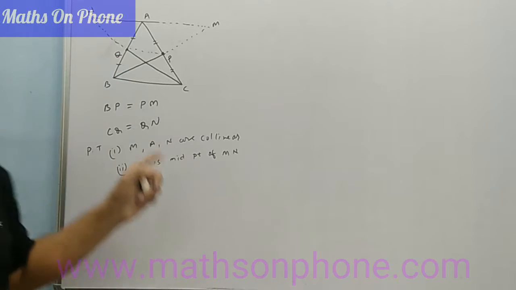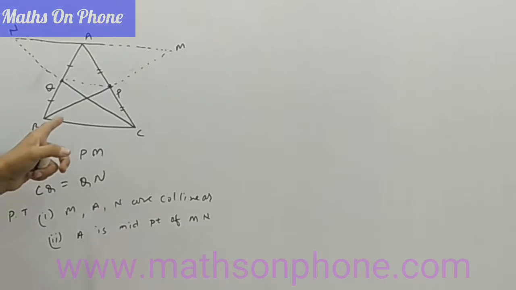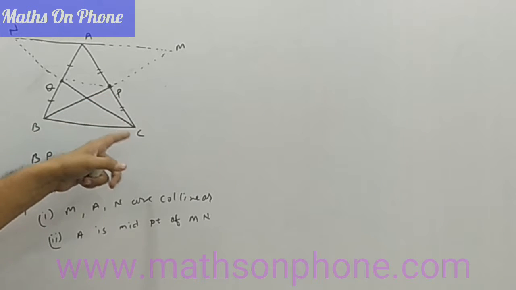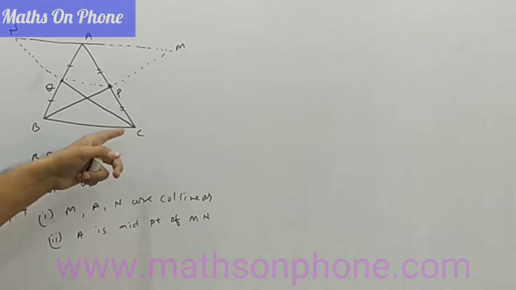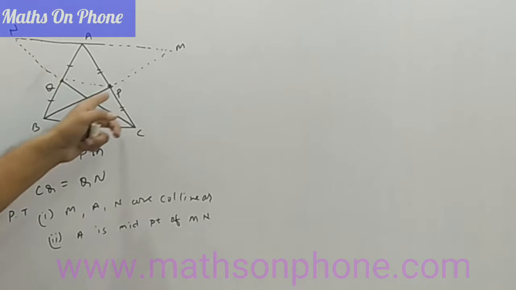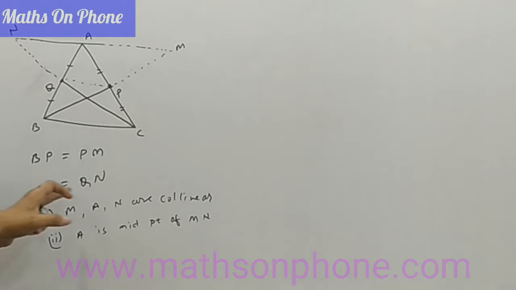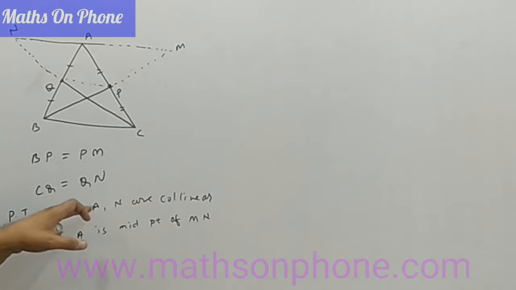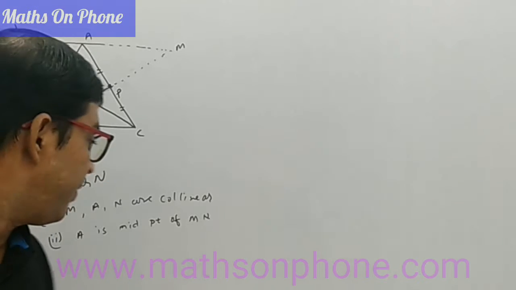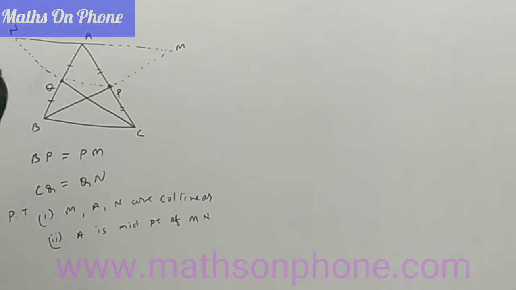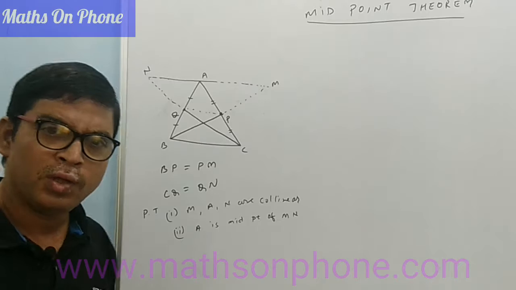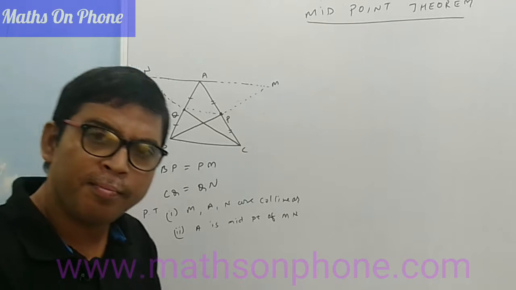See, in this particular problem, the medians BP and CQ are extended to points M and N such that BP is equal to PM and CQ is equal to QN. We need to prove that M, A and N points are collinear. They are lying in a straight line. And another thing, A is the midpoint of MN. You know what's the meaning of the median?